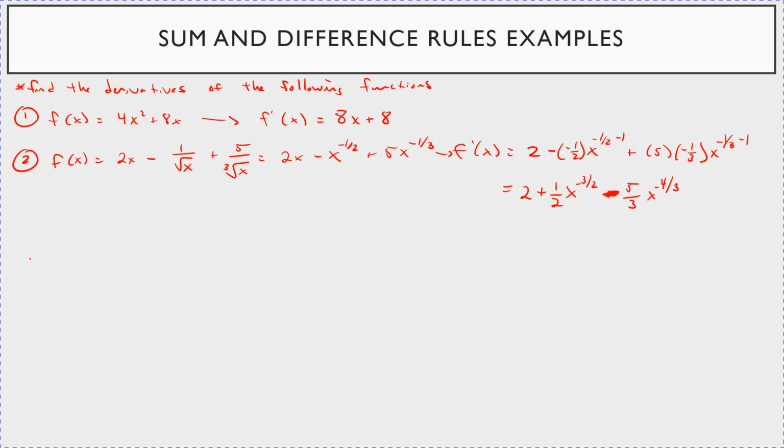All right, let's try this one here. Let's look at f of t now. F of t is equal to t cubed minus 2t squared plus 7, all over t squared.